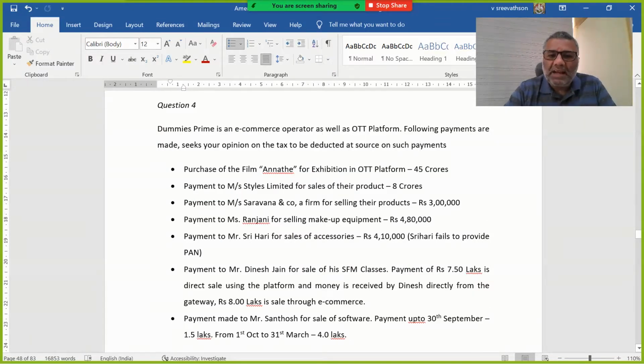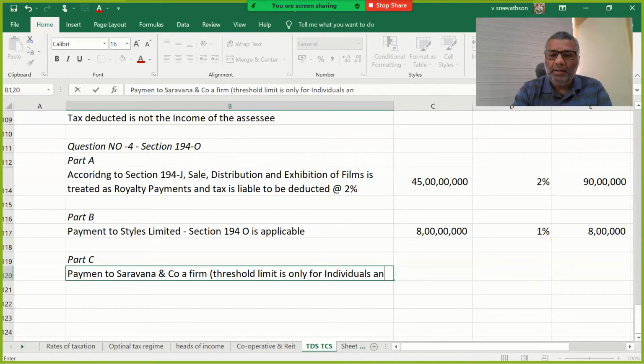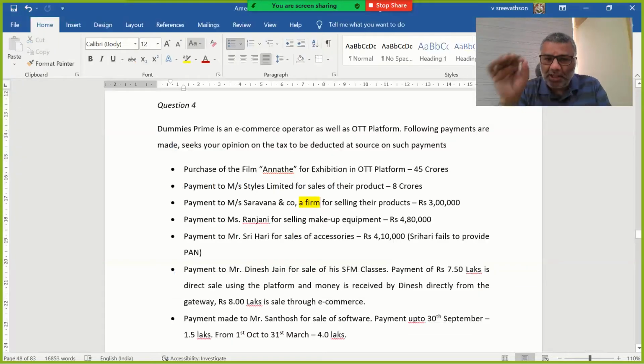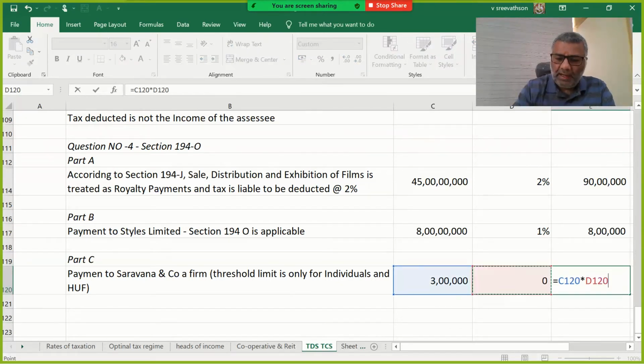Payment to Messrs. Saravana and Co., a firm, for selling their product, 3 lakhs. It is a firm. For individuals and HUF only, the threshold limit of 5 lakhs is applicable. This is a firm. Threshold limit is only for individuals and HUF. So for a firm there is no threshold. Whatever may be the payment, they are liable to deduction of tax at source. So 3 lakh into 1%.